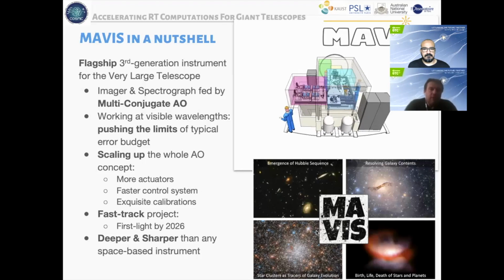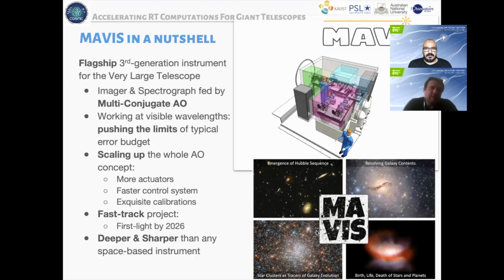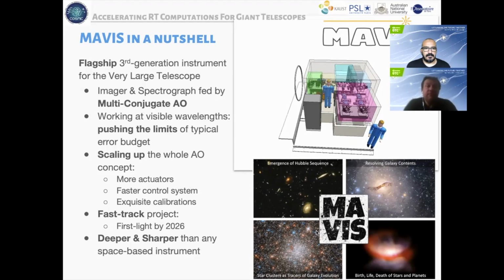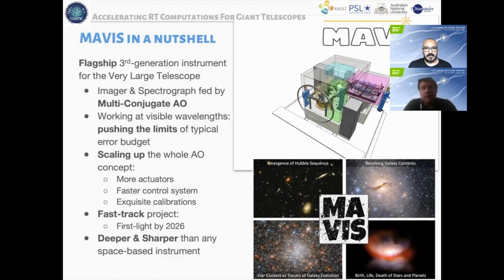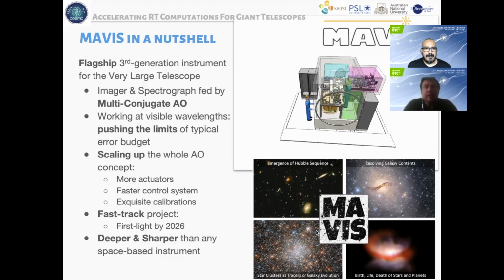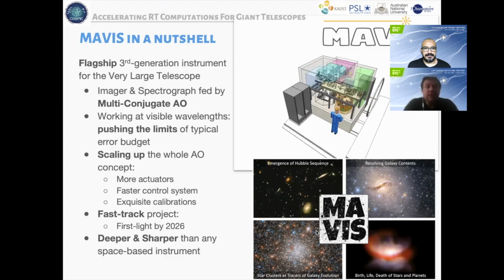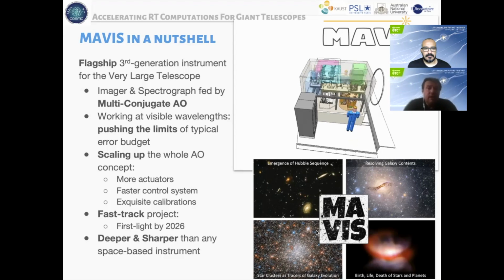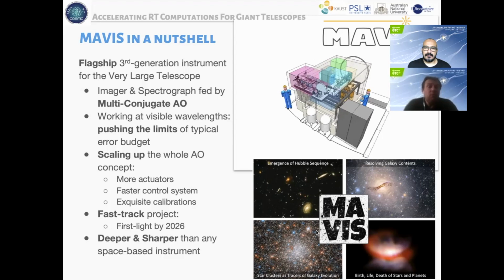And one of our flagship projects is the MAVIS instrument. This is a 3rd generation instrument for the Very Large Telescope in Chile. The multi-conjugate AO system is feeding an imager and a spectrograph. And the novelty here is that it's working at visible wavelengths.